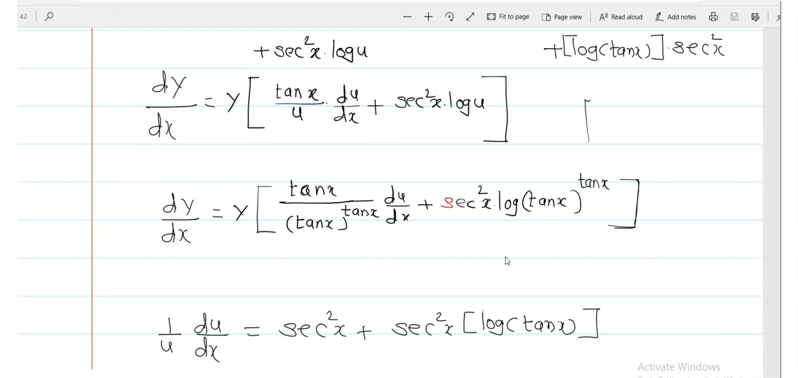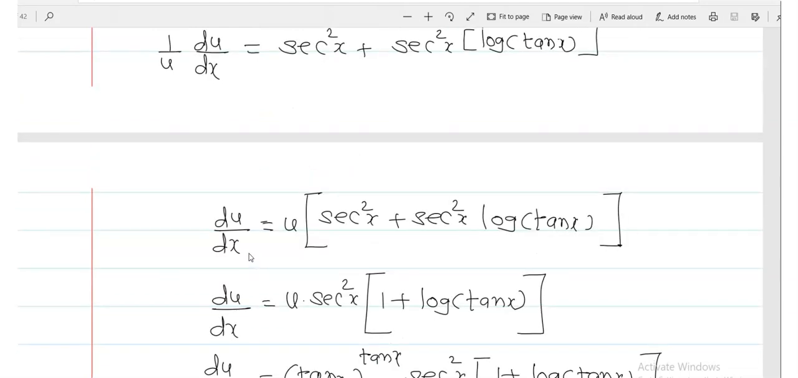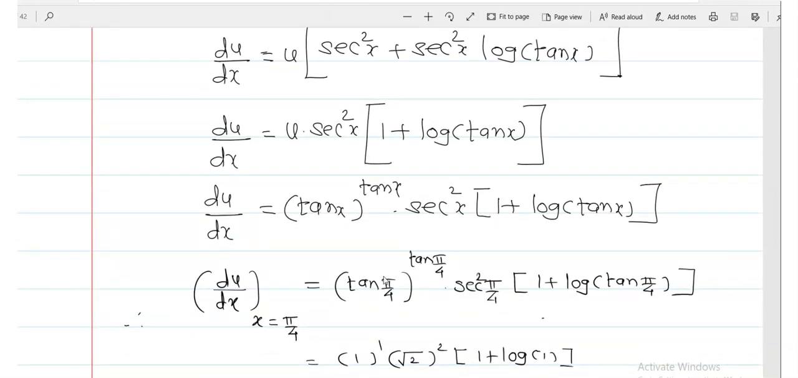In this case we'll first find the value of du by dx. Now what is this? du by dx equals u into sec square x plus sec square x into log of tan x. Therefore du by dx equals u into sec square x, taking sec square common, and at x equals pi by 4, then you will get tan of pi by 4, sec square pi by 4 in bracket 1 plus log of tan of pi by 4.